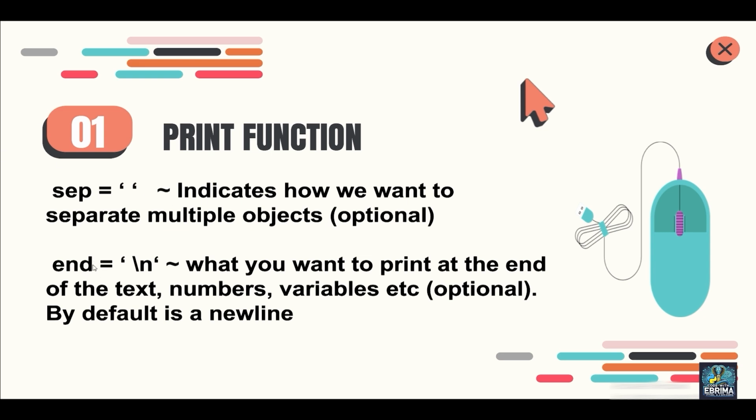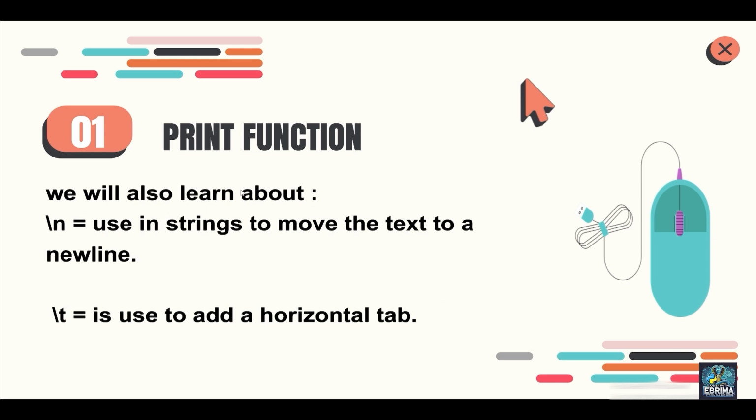We also have the end parameter. It's what you want to print at the end of the text, the numbers, the variables, etc. And it is also optional. By default it is a new line. Also, we will learn about the use of the backslash n. It is used in strings to move the text to a new line. And we are going to take a closer look at the use of backslash t. It is used to add a horizontal tab.